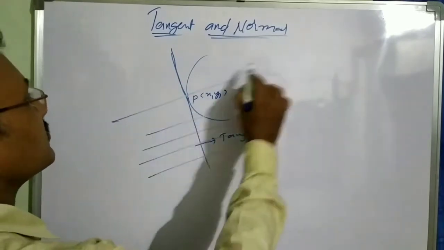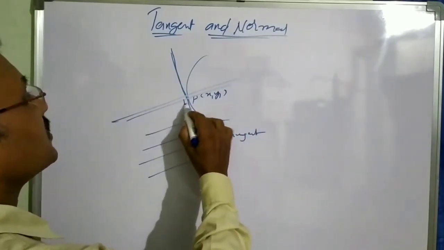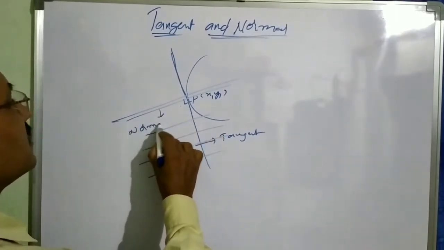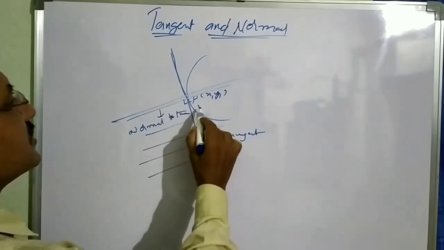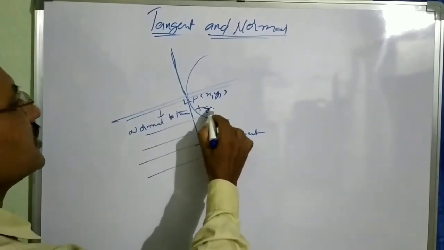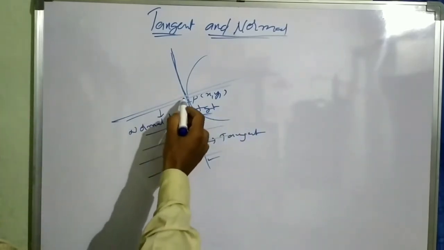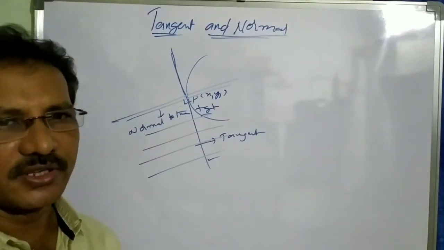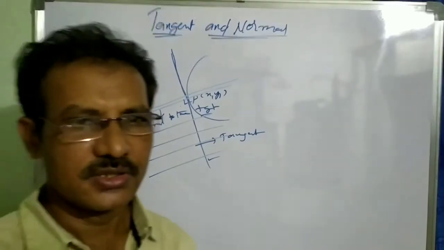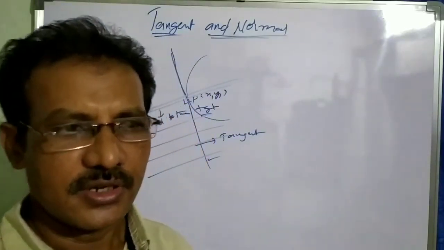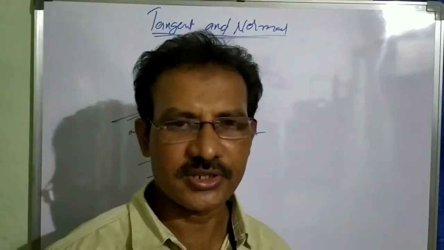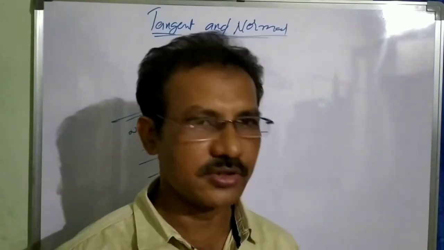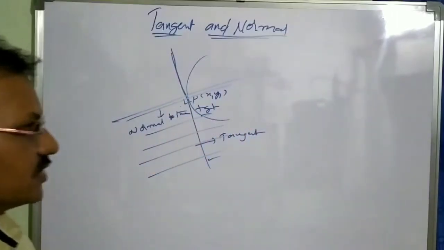Suppose there exists one line which passes through the point P and is perpendicular to the tangent, that line is called the normal to the tangent. A line which is perpendicular to the given tangent is called normal. So a tangent is a line which touches the conic at one point, and its perpendicular through that point is called the normal. So in this class we are going to learn all about tangents and normals.